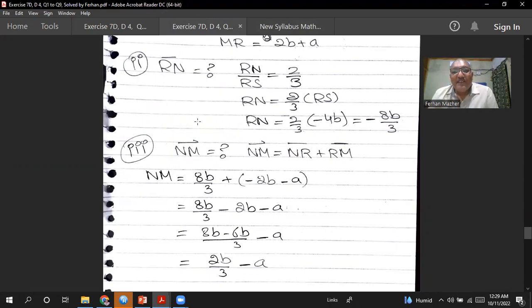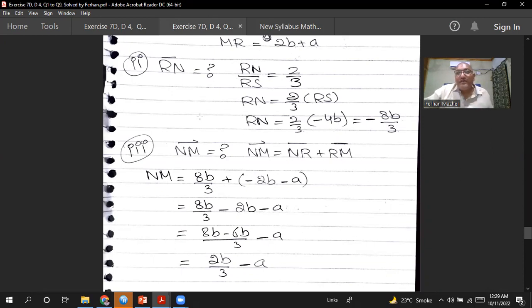So N to R will be, R to N was minus 8B by 3, so NR will be positive 8B by 3. And MR is 2B plus A. So RM will be the negative of that. It will be minus 2B minus A. So 8B by 3 minus 2B minus A. So I will take their LCM. So it will be 3. So you will have 8B minus 6B, and the whole thing divided by 3. And then you have minus A.